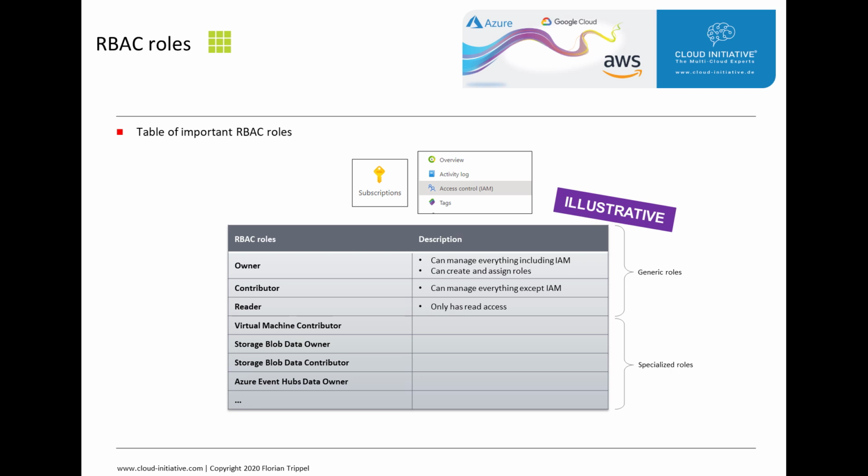Besides these three generic roles, there are also more specialized roles like the virtual machine contributor role or the storage blob data owner role. So when we assign IAM permissions, we should always have a look whether there's a specialized role that serves our purpose. When there is no specialized role, we have two options. We could craft our own, or we could assign the three generic roles directly to a resource or resource group.